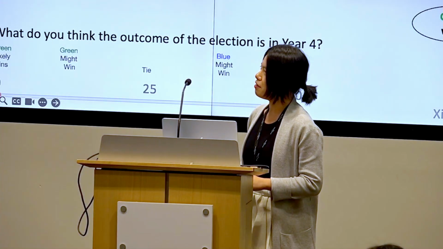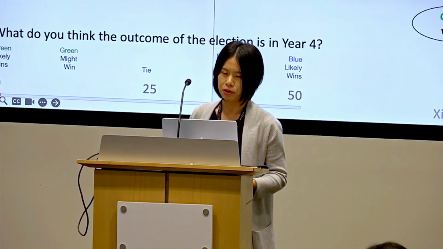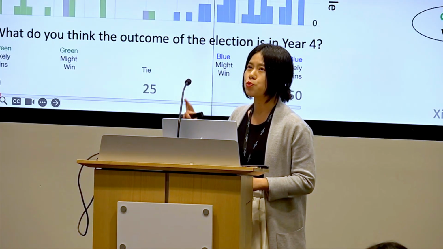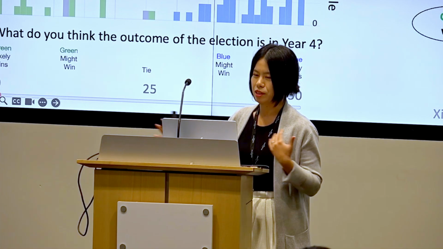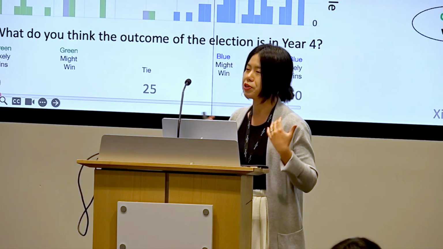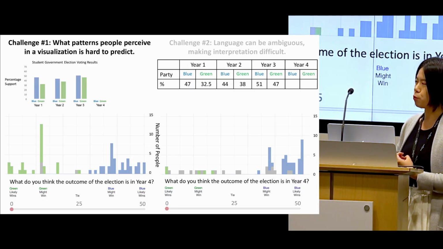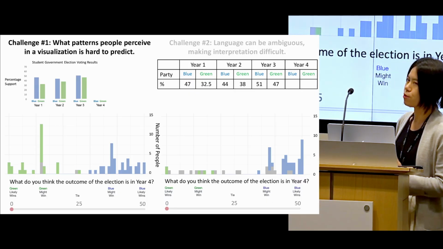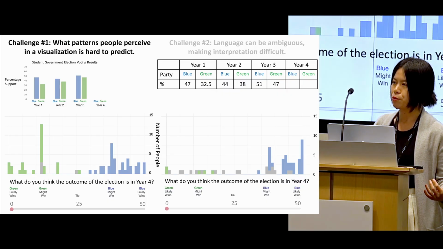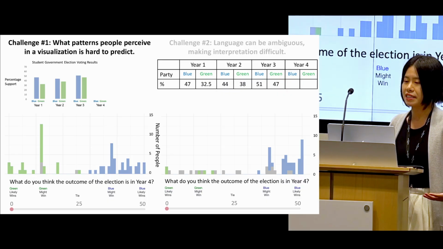So when I put these visualizations in front of crowd workers on Turk, this is what they see on this little voting spectrum. On the left, you have people who think green likely wins. In the middle, you have people who think there's going to be a tie. And on the right, you have people who think blue is going to win. And you see this very interesting bimodal distribution such that people are pretty split on what they think is going to happen.